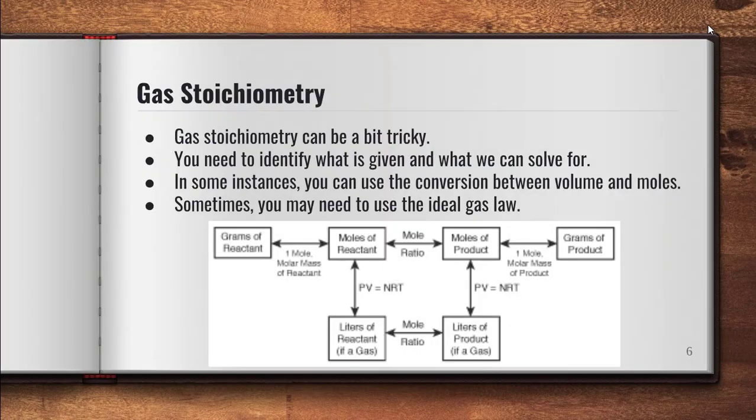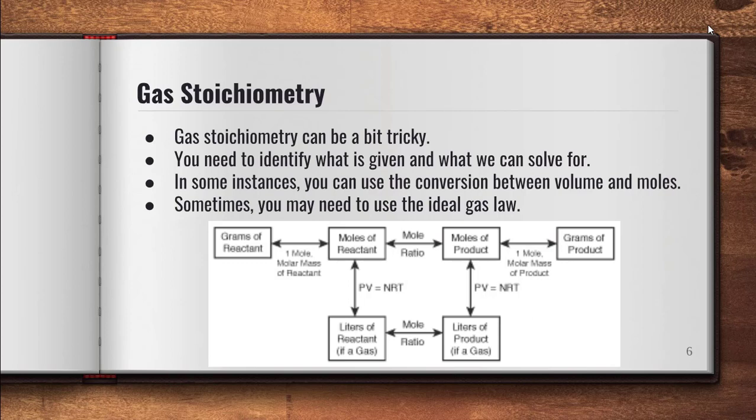Now, when we expand on this a little bit more, gas stoichiometry can be a bit tricky. You need to really be close and identify what is given and what we can solve for. So for some instances, you can use the conversion factor between volumes and moles, and sometimes you'll need to use the ideal gas law. It's just going to depend on what's given to you in the problem and how you go about solving it. But there will almost always be 2 components of a gas stoichiometry problem.